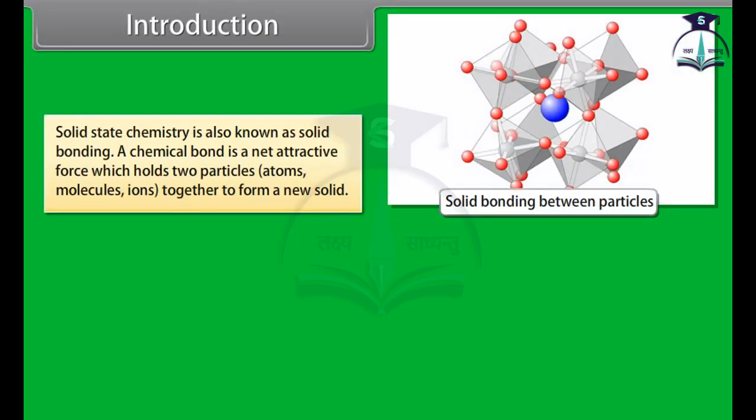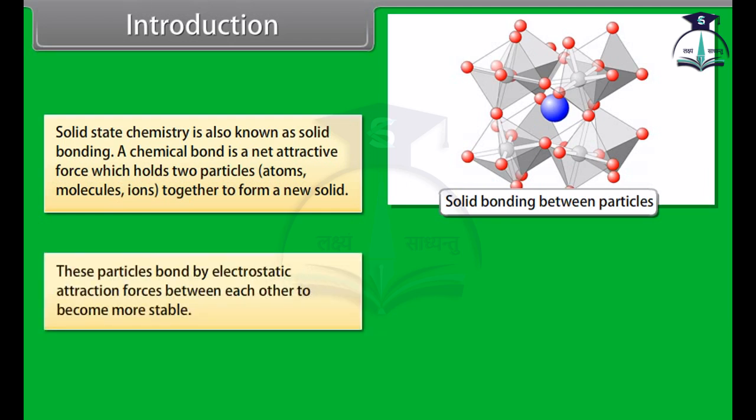Solid-state chemistry is also known as solid bonding. A chemical bond is a net attractive force which holds two particles, atoms, molecules, or ions together to form a new solid. These particles bond by electrostatic attraction forces between each other to become more stable.